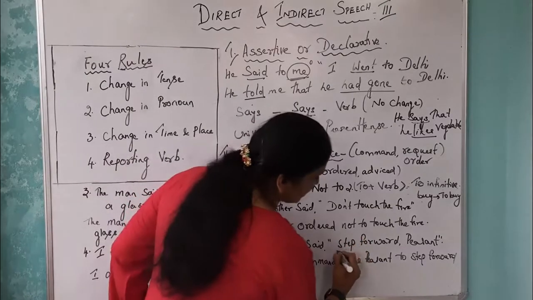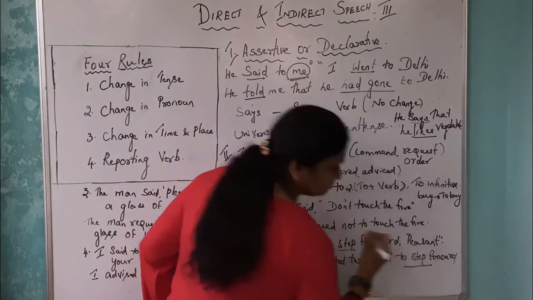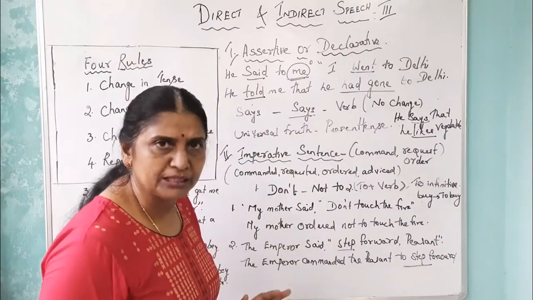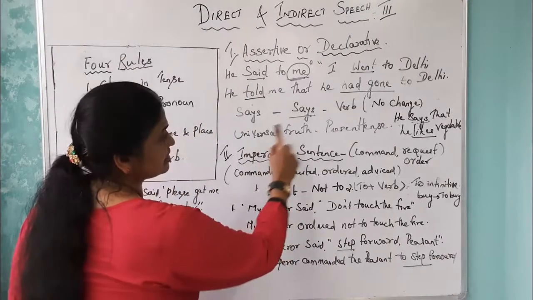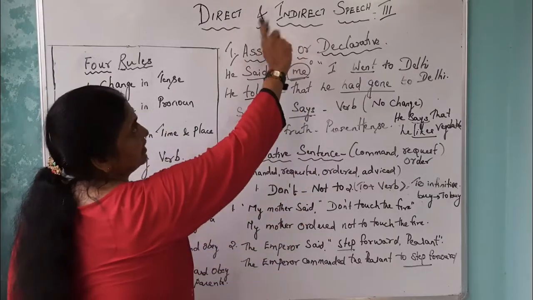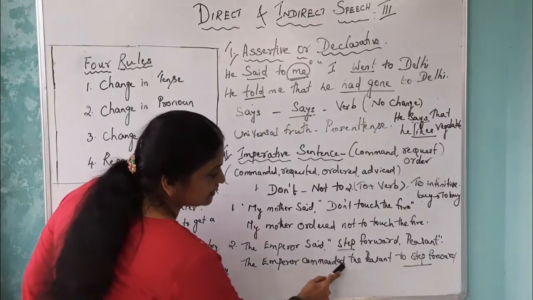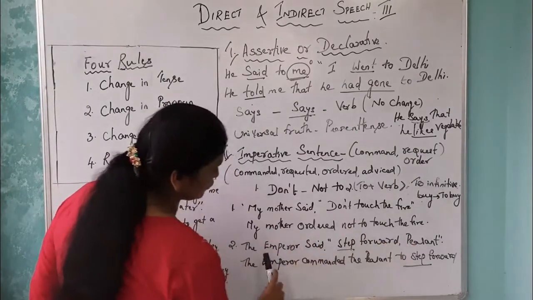See here, what is the verb here? Step. So "to step", just put "to" before the verb. That is the to-infinitive it becomes. So that's how you have to change it in the imperative sentence while converting into indirect speech. So the emperor commanded the peasant. This is the peasant. So he told this peasant.